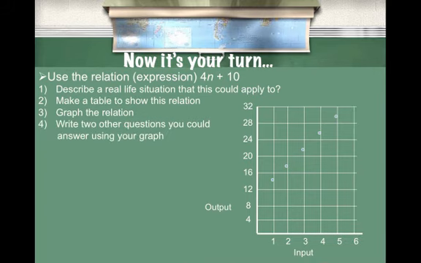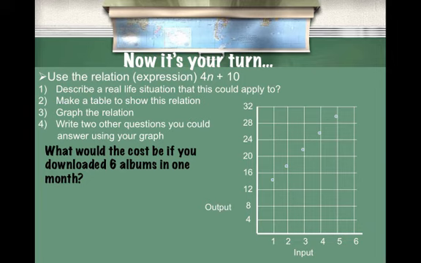Number 4, write 2 other questions you could answer using your graph. So what I could say is, as a question, what would the cost be if you downloaded 6 albums in 1 month? So I've added a 6 down here on the input. And if I would continue this, the next line that would be up here would be what, 26? Okay, so this would be easy to see on graph paper. But all I would do would be to continue the line. And my point would be right about up here, okay, which would be 6 albums would be $34.